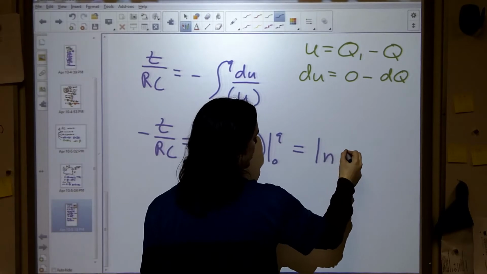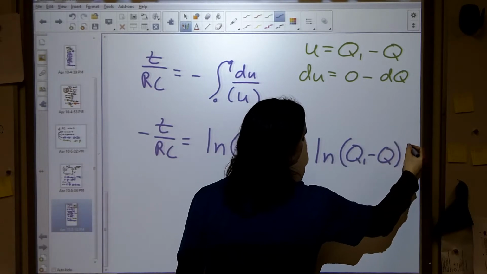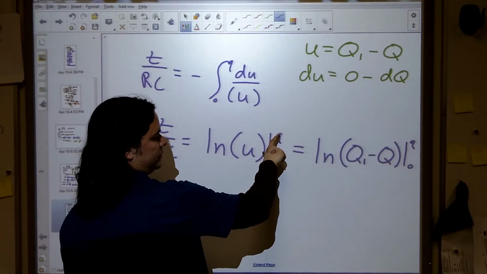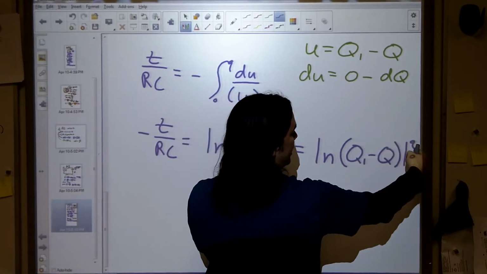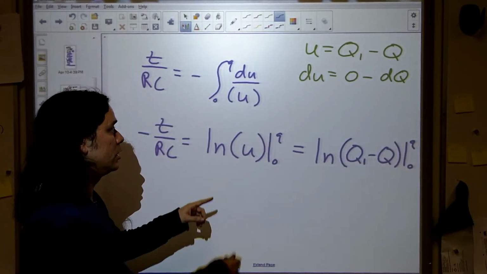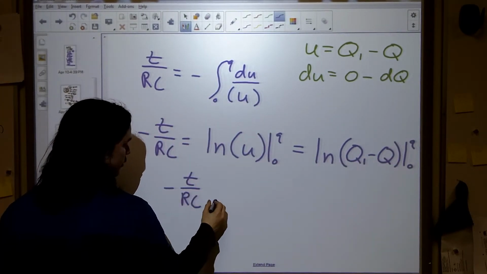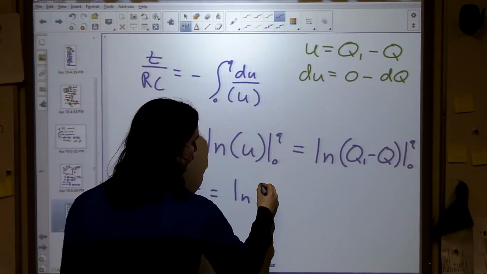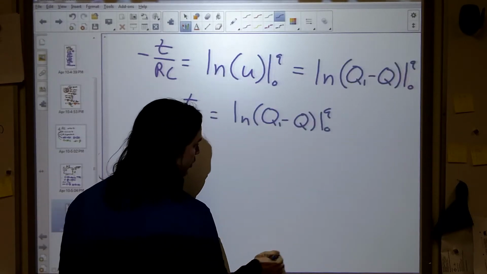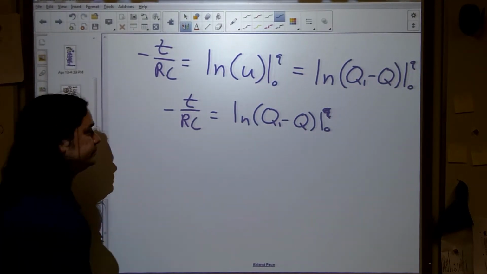But definitely, here's what I'm going to do. Natural log of switching u back to what it was, evaluated from 0 to q. Here's why I say I think these are the same limits of integration, but even if they're not, before I actually evaluate them, when I switch it back to this, they do return to 0 to q. So even if they were something different here, they would switch back to this when I evaluate it. We end up with the following. Negative t over rc equals the natural log of q1 minus q, evaluated from 0 to little q, where little q is actually what I'm looking for. It's the charge as a function of time.